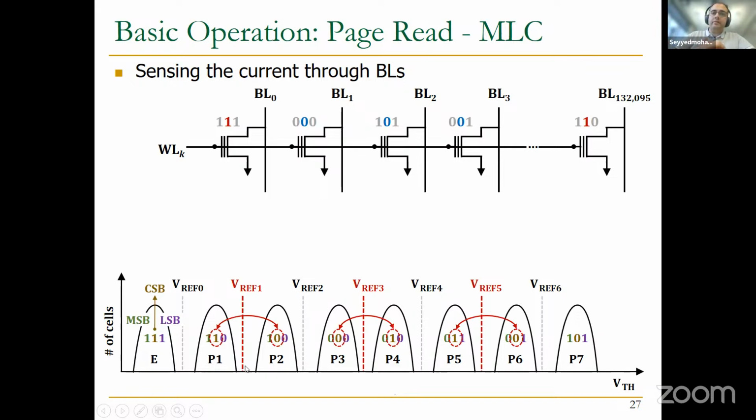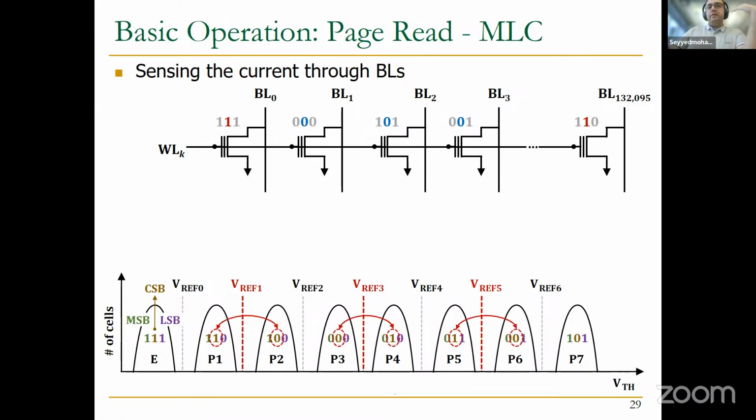So we can see, for example, at reference voltage 1, you are seeing some flipping, right? But for example, at reference 2, there is no flipping for the CSB. The reference voltages where you have flipping are reference 1, reference 3, and reference 5.